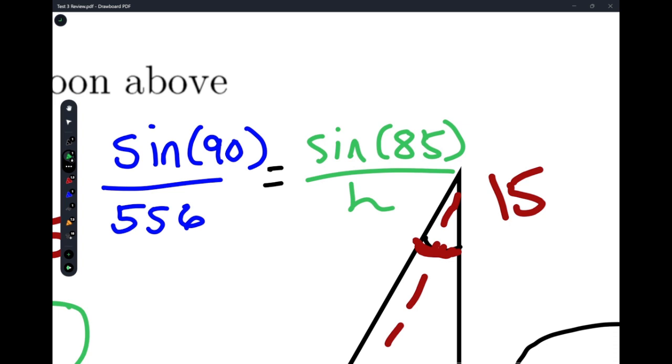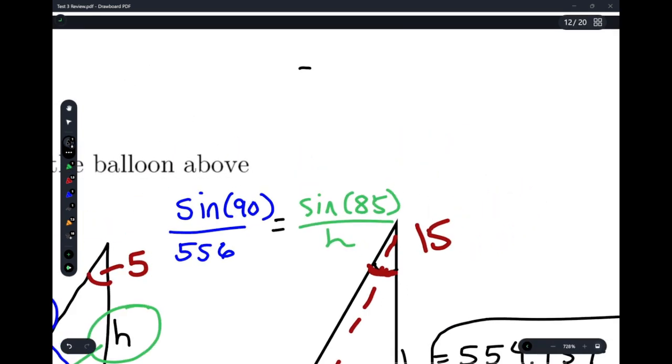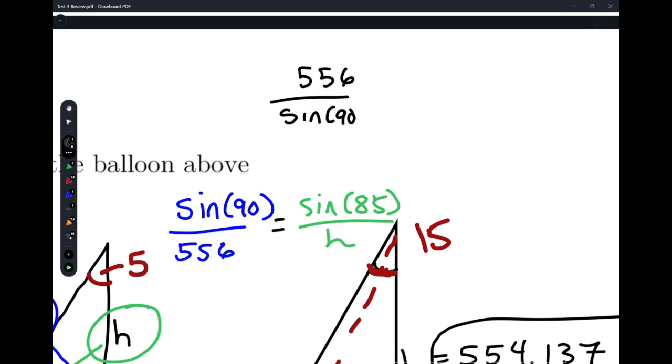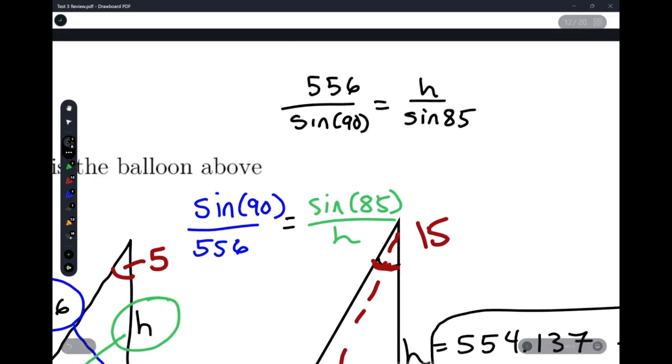You cross multiplied, and then you divided the term that you started with over there, and now you flipped both fractions. So you're allowed to just flip. And when you do that, you're going to be left with 556 over sine 90 equals h over sine 85. Right?